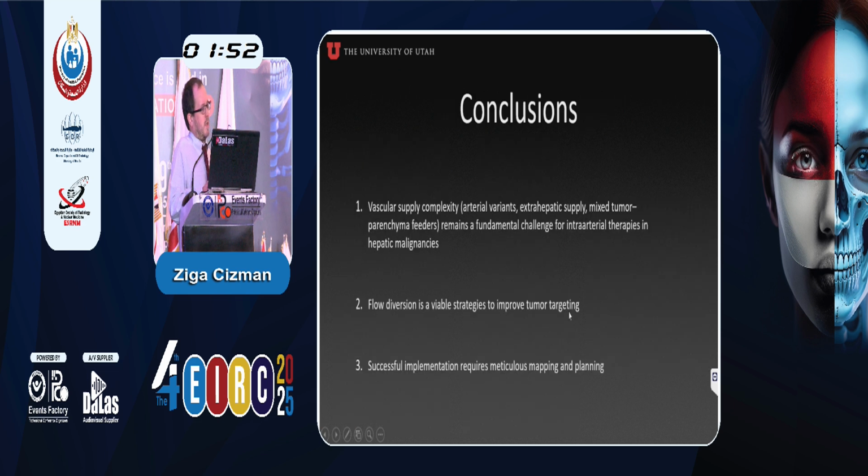So in conclusion, vascular supply complexity is a fundamental challenge for intra-arterial therapies in hepatic malignancies. Flow diversion is a viable strategy to help tumor targeting, and successful implementation requires meticulous planning and mapping prior to treatment.